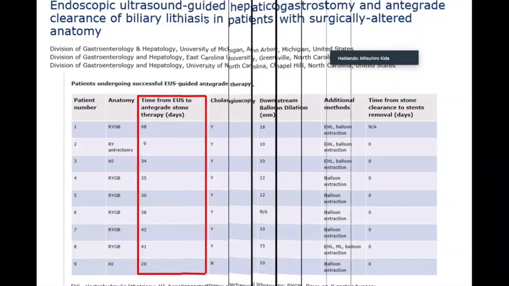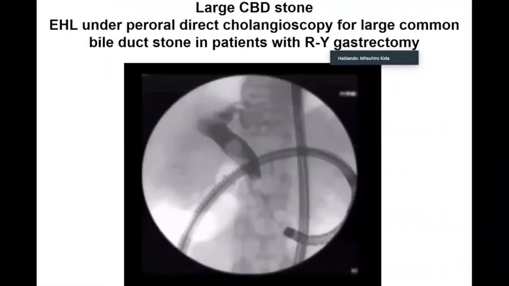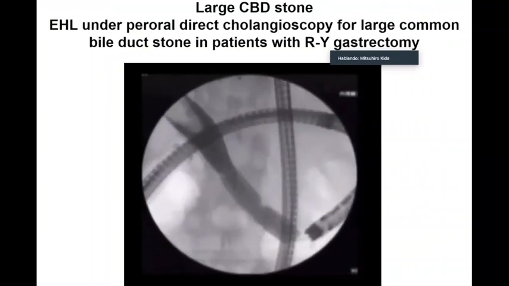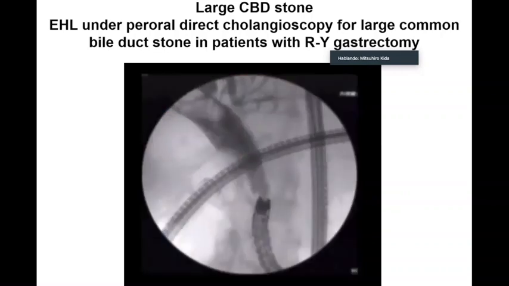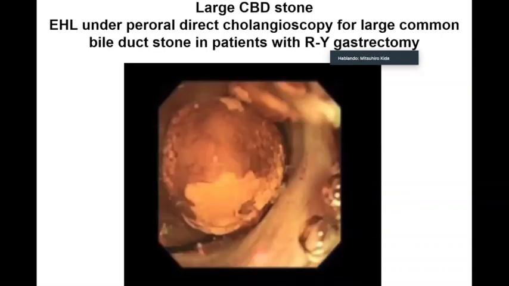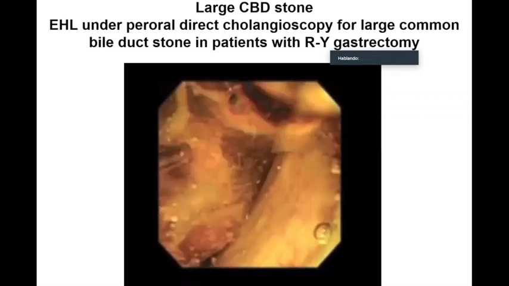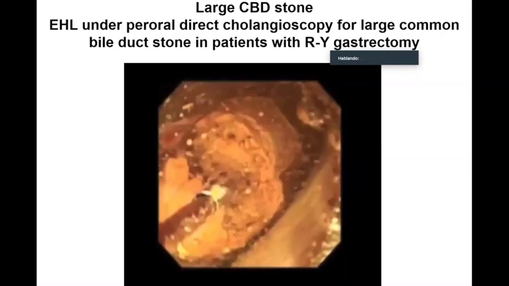However, if you employ the small enteroscopy, this is a very big stone. Then we reach the blind end. Then we dilate with EPLBD. Then we directly insert the enteroscopy into the bile duct. Then we crush this big stone by EHL under endoscopic guidance, like this.